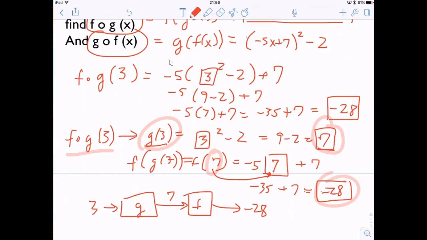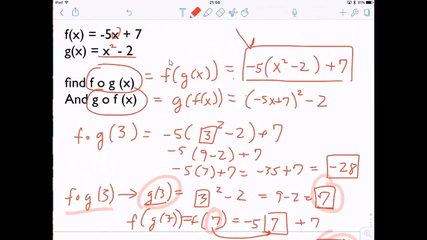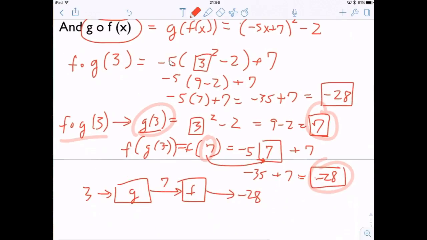The other way to do it is to actually find this expression, which is a handy expression, because once you have this expression, you can put any value into the slot right there, and then it'll find you the answer of f follows g, right? But maybe it's more algebra to simplify it. So those are two methods there.